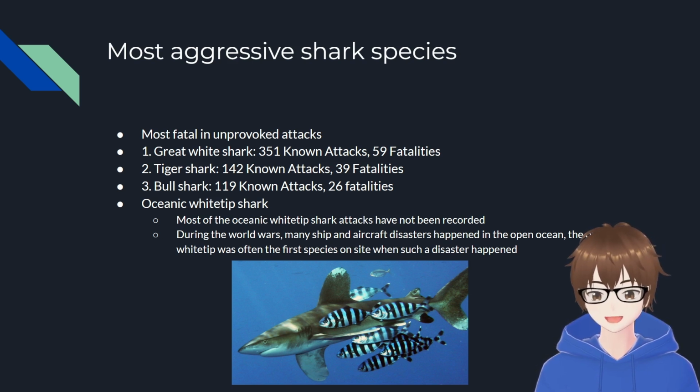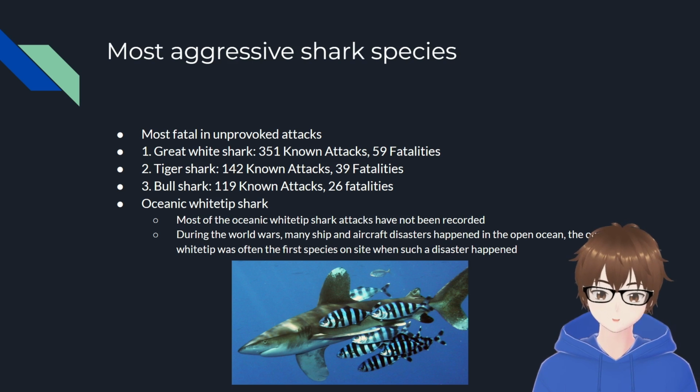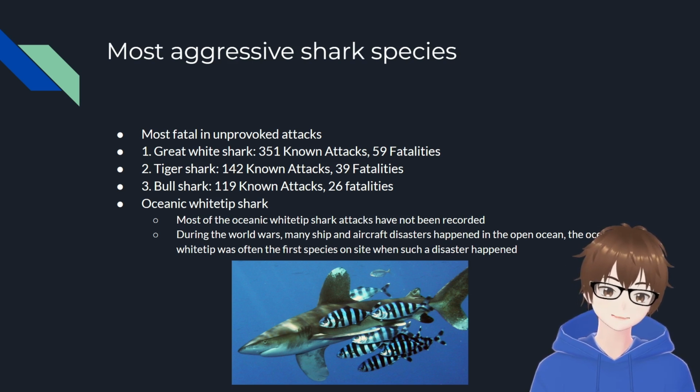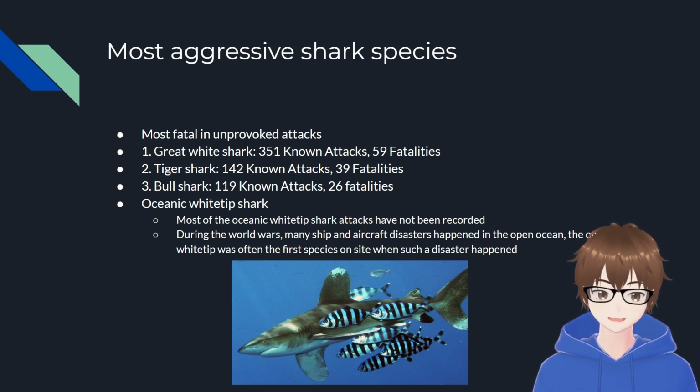So the first being the great white shark, which has 351 known attacks, 59 of these being fatal. Then we have the tiger shark, second, being 142 known attacks, 39 of these being fatal. And then third being the bull shark, which is 119 known attacks with 26 fatalities. Of course, great white shark being a bigger shark, any bite that it does is going to be more dangerous, more fatal, and whatnot. I'm surprised that the bull shark is only third because it's kind of known for being an aggressive shark species. So I'm surprised it wasn't second or possibly even first.